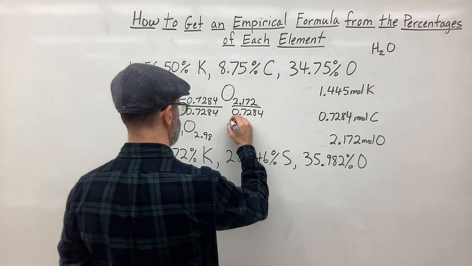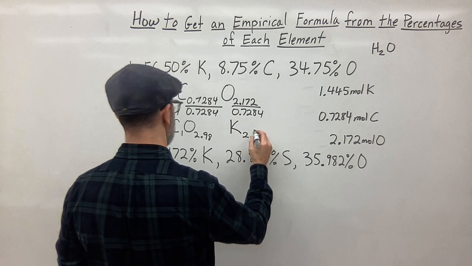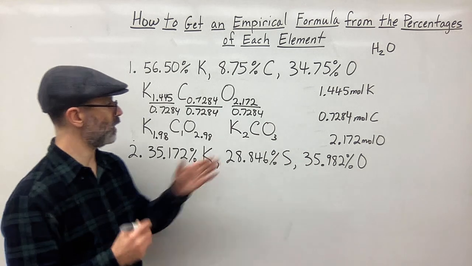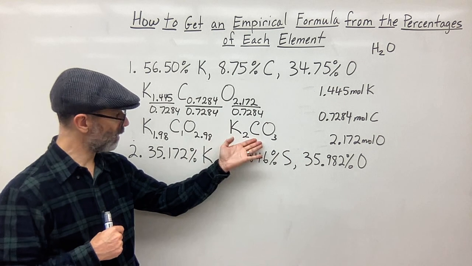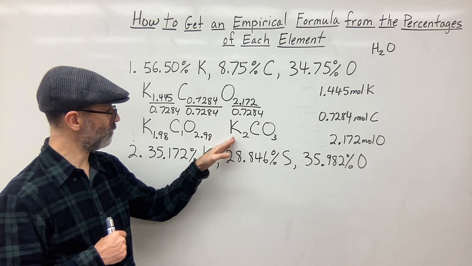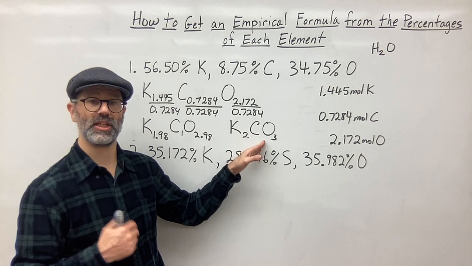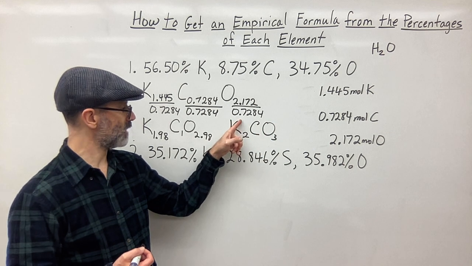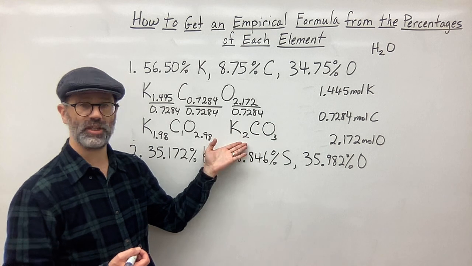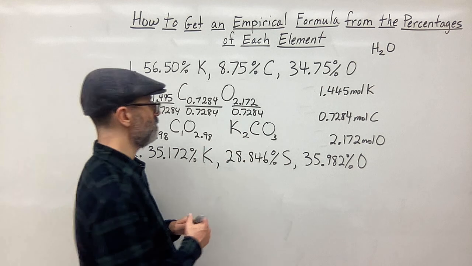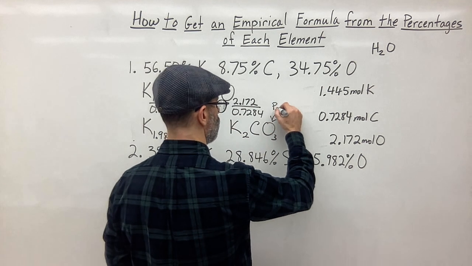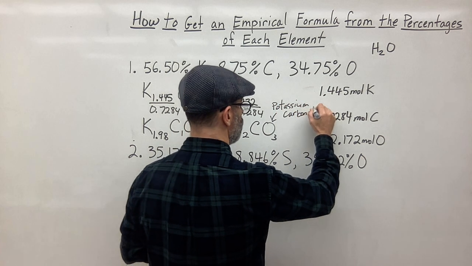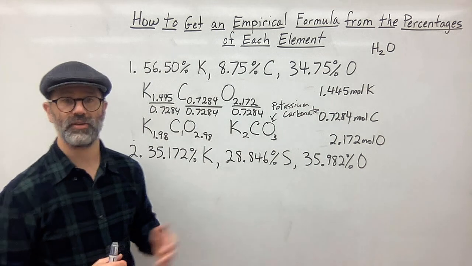So I'll just round those to the whole number. So I have K2, then C, and then O3. And so there's my empirical formula. If I'm being asked to name this, it's quite obvious that I have the potassium ion, and here I have CO3, which is the carbonate ion, because the carbonate ion has a 2 minus charge and the potassium has a +1 charge, and I have two of them. So this would be potassium carbonate. Potassium carbonate would be the name of this substance.